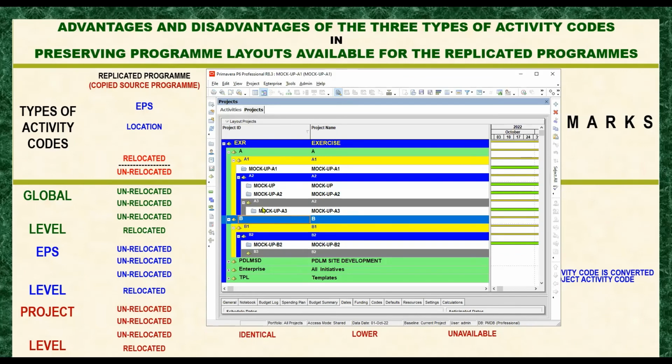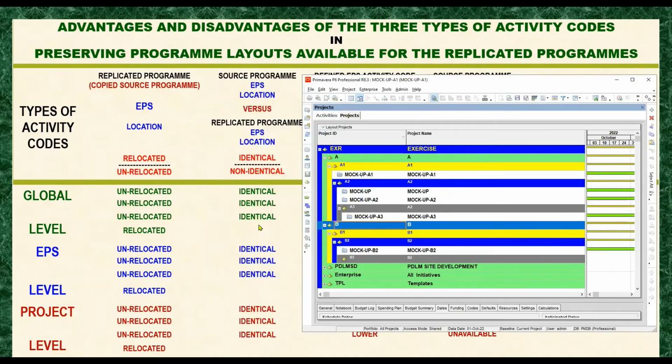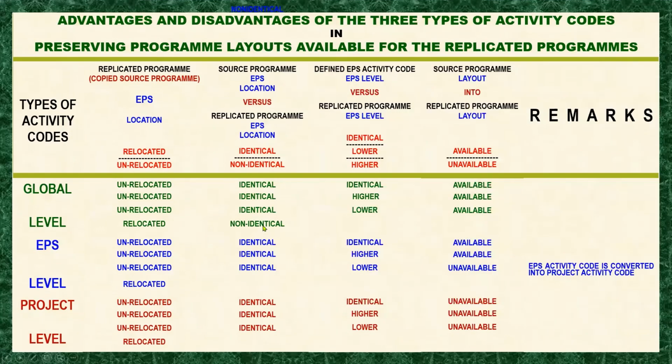Now, when it comes to the identicalities, of course, they are not identical, because their EPS location is not identical. The replicated copy is relocated into a different EPS, right? Okay, so that is non-identical. When it comes to the EPS location, one is located on EPS A and the other on EPS B. And now when it comes to the EPS level, of course, it is not related anymore, so that is not applicable.